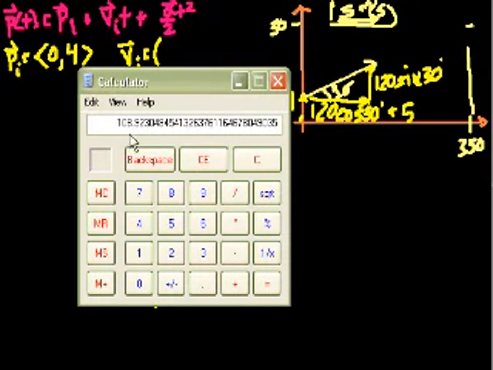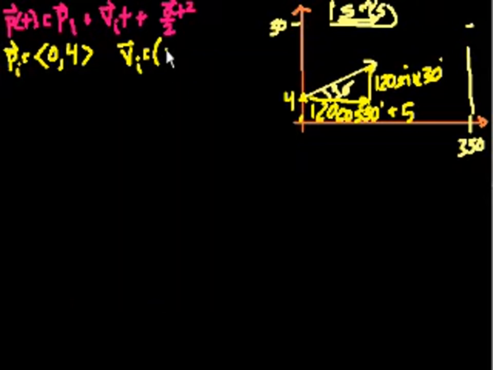So let's just round up, make it easy. It's 109 meters per second, 108.9. So let's just say 109. So the x component of the velocity is 109. And the y component was just 120 times the sine of 30. Well, sine of 30 is a half, so this is 60.